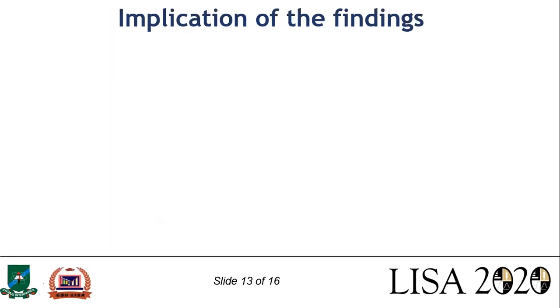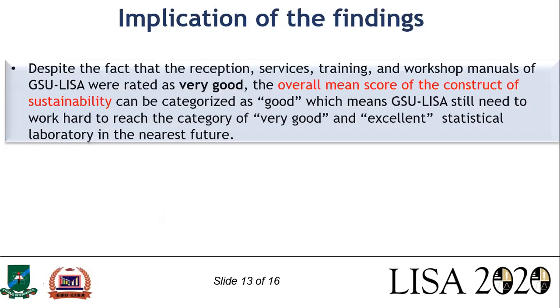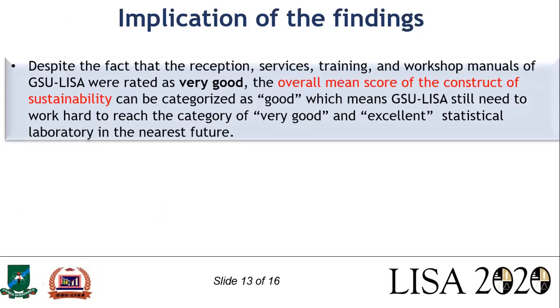And this is the implication of our findings. We realize that we have a good grade when it comes to our reception, our service, our training, and our workshop manuals. They were all rated very good. But when we check the overall mean score of the concept of sustainability, we realize that we fall in the category of good, which means that GSU-LISA still needs to work hard to reach the category of very good and excellent in the nearest future.